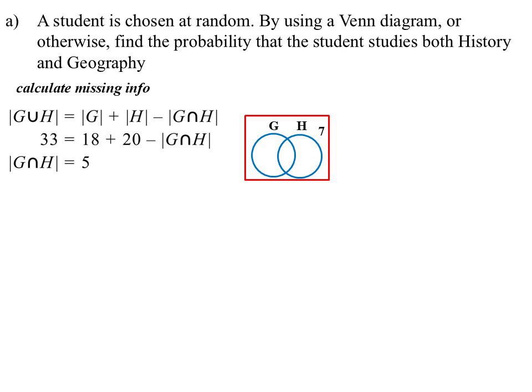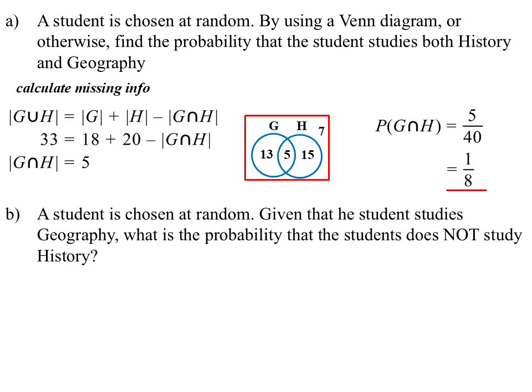The number of students studying geography was 18. The number of students studying history was 20. So now I can work out how many are in that intersection. Simple subtraction, we get that there are 5 in there. And now I can complete that Venn diagram, which means there must be 15 other students in history, because there was 20 all up, and 13 in the other section of geography. To find now the probability they study both, I look at the intersection, 5 over 40, 1 in 8.